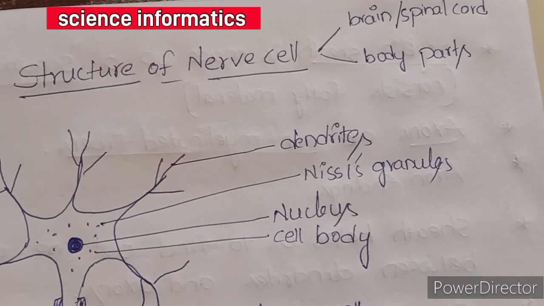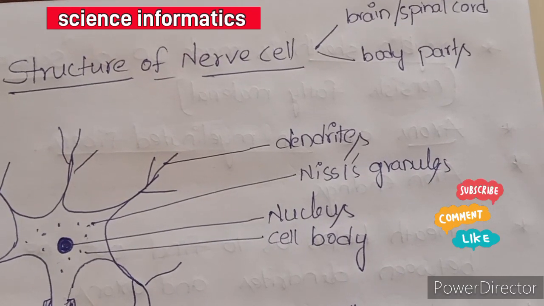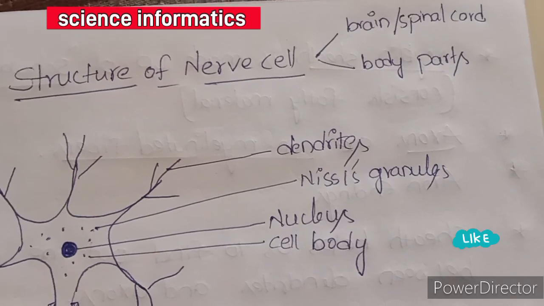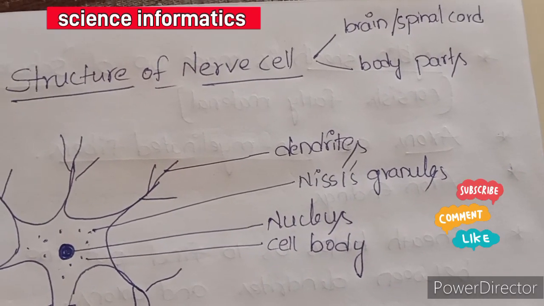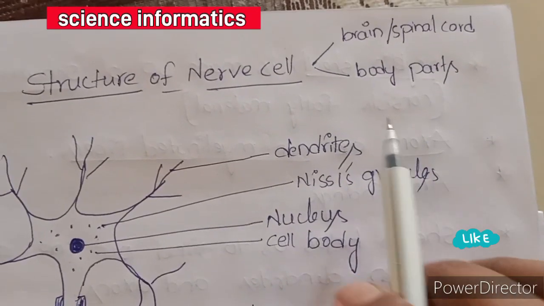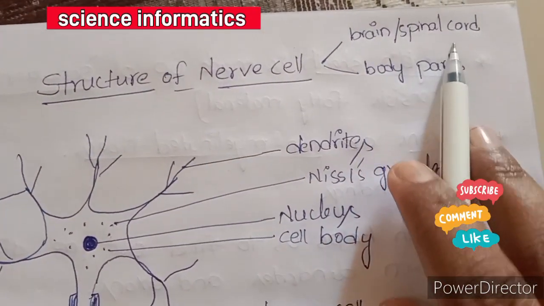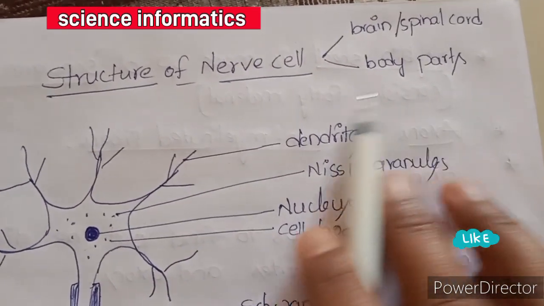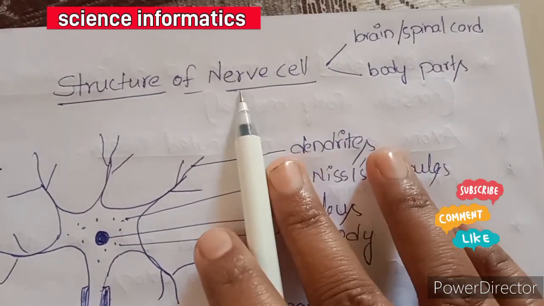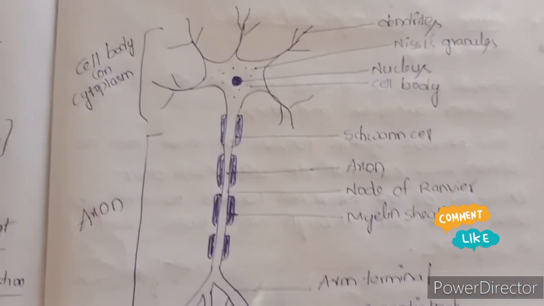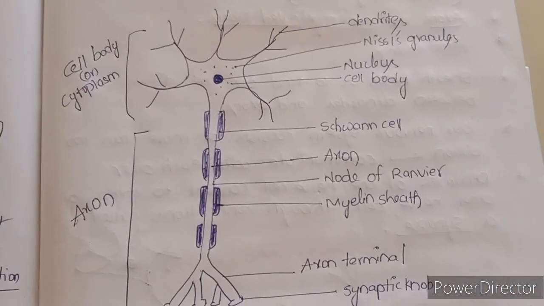This is the structure of the nerve cell in class 10. First we will discuss what a nerve cell is and where it is found. Especially in the brain and spinal cord the nerve cells are present, and throughout our body parts also nerve cells are present. A nerve cell is also called a neuron. We will see the parts of the nerve cell.